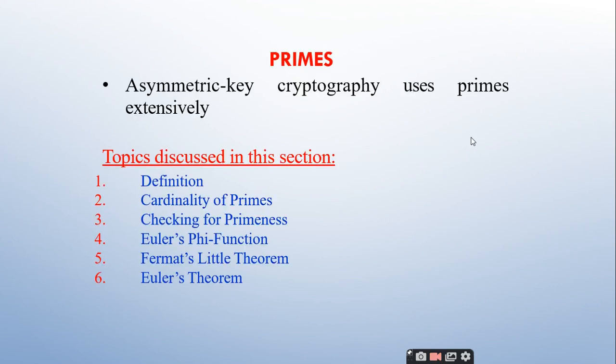So if you take the positive numbers, these are the topics we are going to discuss under this prime. Asymmetric key cryptography uses primes extensively. That is the reason why we are discussing this primes concept. We'll discuss what the definition of prime is, what is the cardinality of the primes, how do you check the primeness of a given number, what are Euler's phi function, Fermat's little theorem, and Euler's theorem. These are the topics which we are going to discuss under these primes, right?